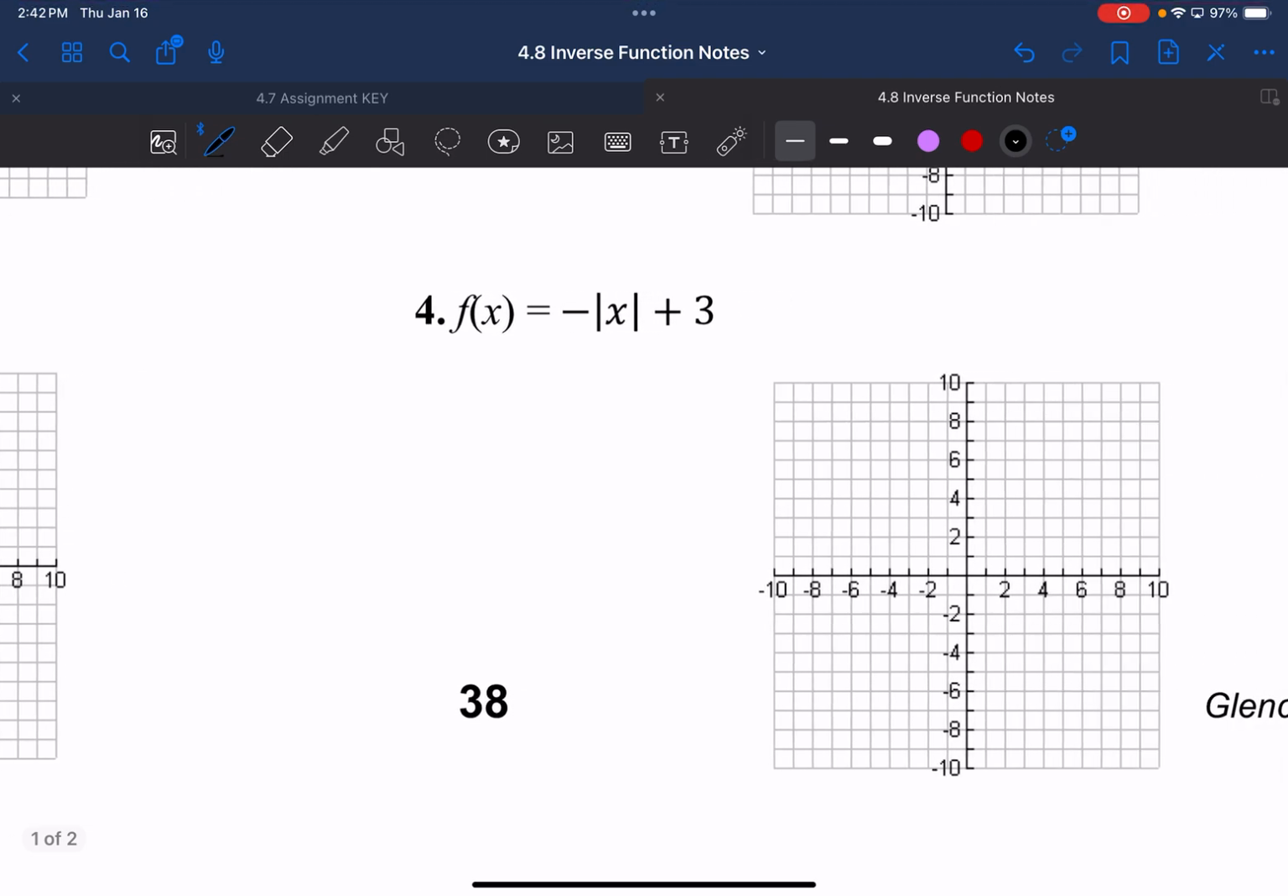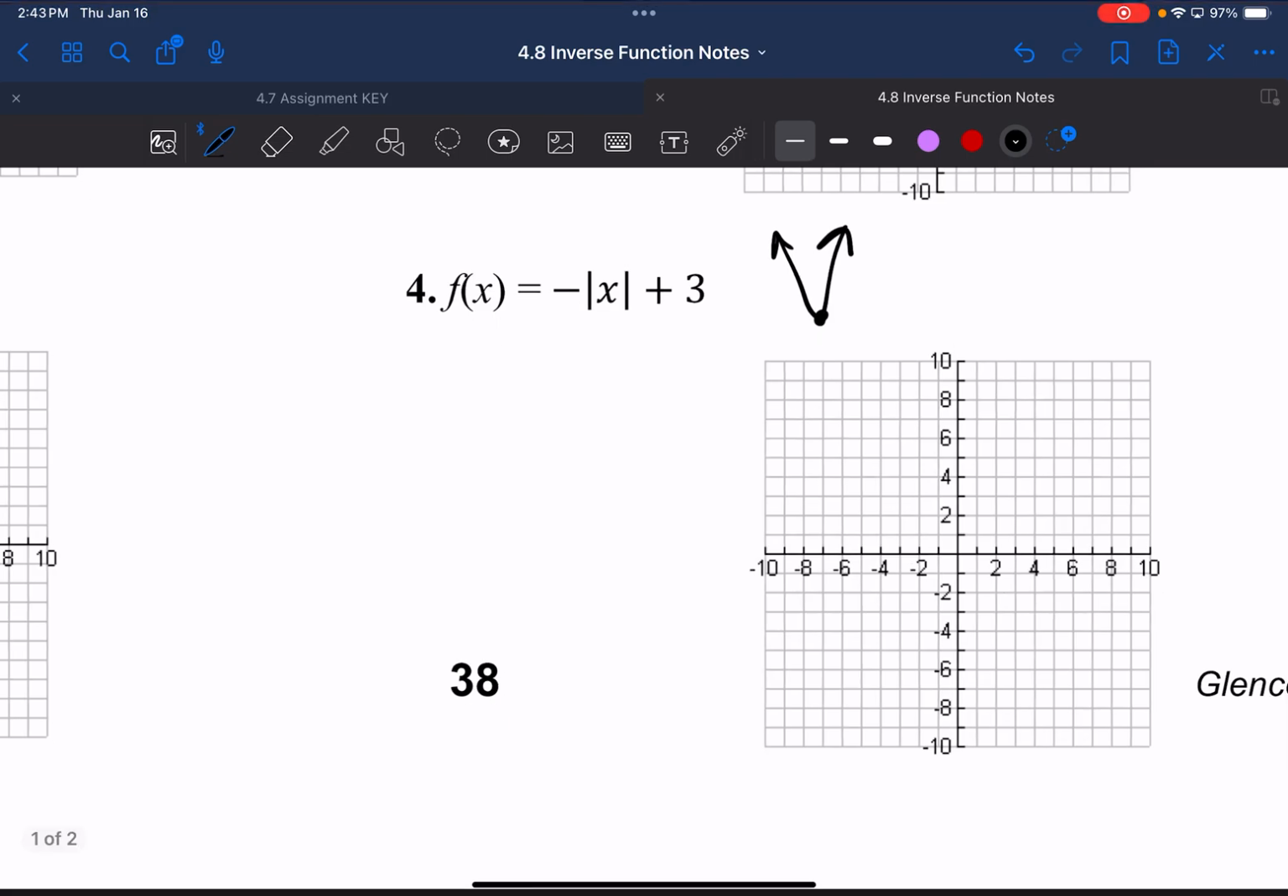Okay, last one. Here's our absolute value, right? Looks something like this. Normally, this point right here, the vertex, is at the origin, but this has been shifted, how? Vertically 3, right? So we're shifting up 3. What else do we know? So these 2 points are now going to go down, right?